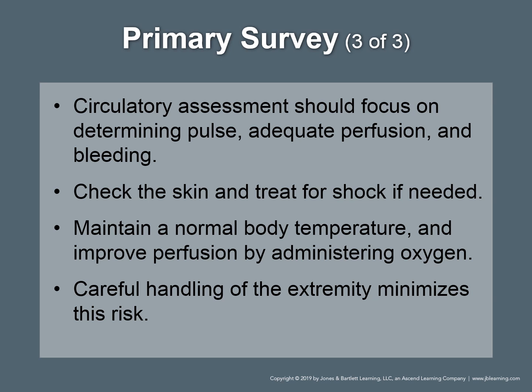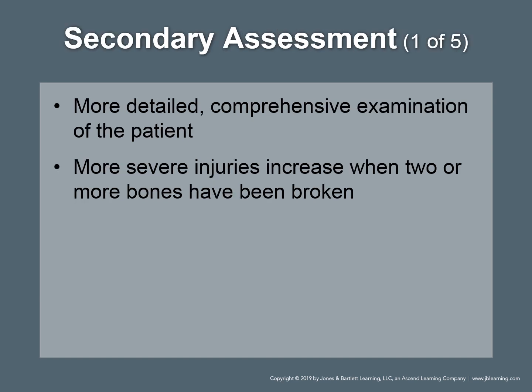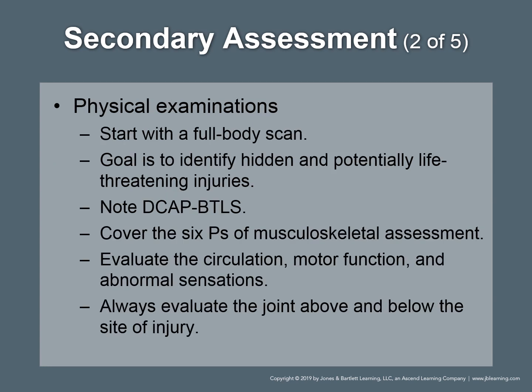Make sure that you carefully handle the broken extremity or the amputated extremity. We don't want to cause any more harm. Get a history, find out what the chief complaint is, get your SAMPLE, your OPQRST, and check out that pain your patient's experiencing. Severe pain typically means that there's a fracture or some kind of musculoskeletal injury there. Your secondary assessment, this is where you really get down and find out what's going on. Look for any of those small injuries that you may have missed. More severe injuries increase when 2 or more bones have been broken, and that also causes an increase in blood loss.